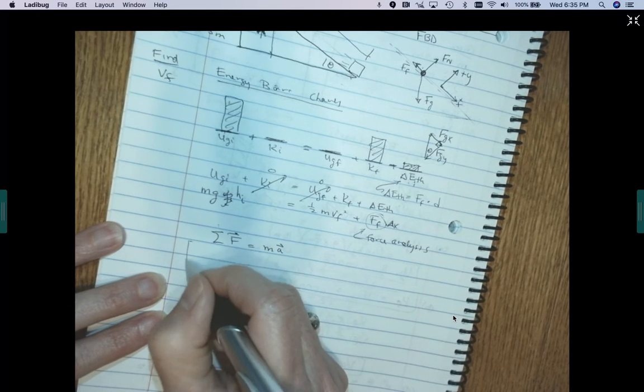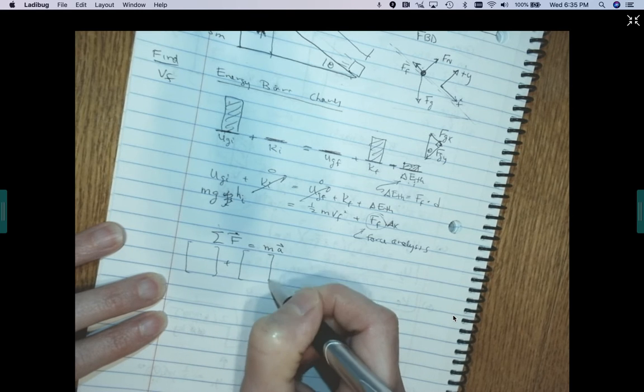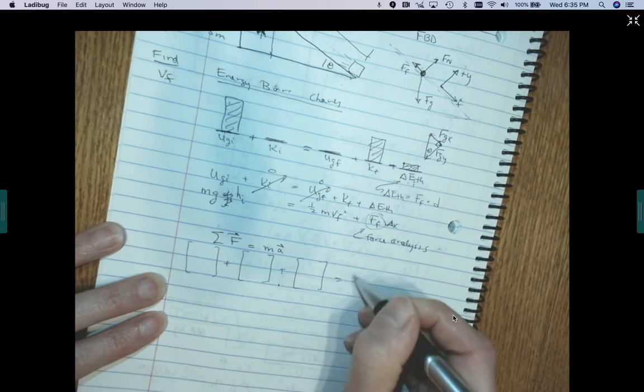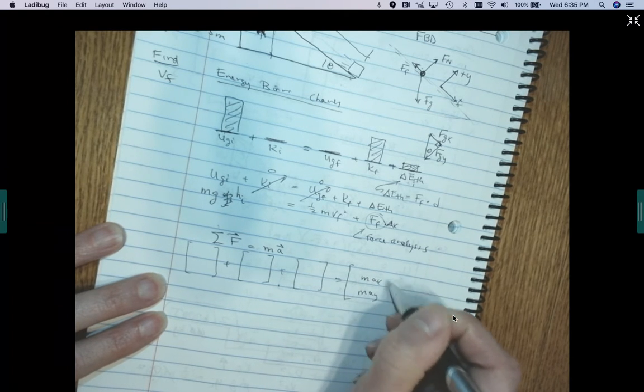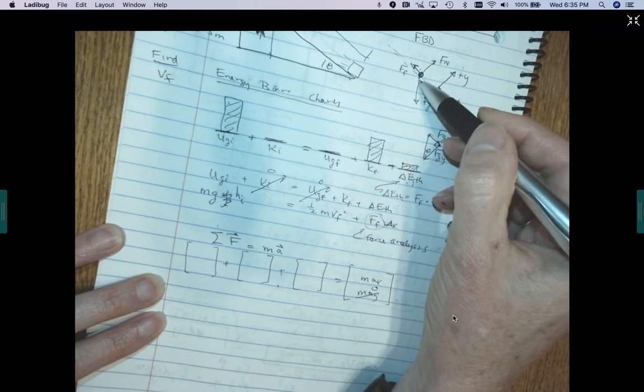We're going to put in, let's say, the normal. We'll make space for that. Force of gravity, make space for that, and the force of friction. Okay, and that equals max and may, where there is no y acceleration, right, my block is not going to accelerate up off the plane.